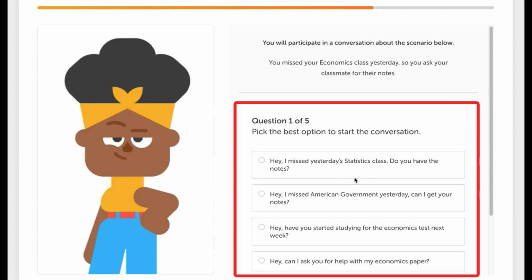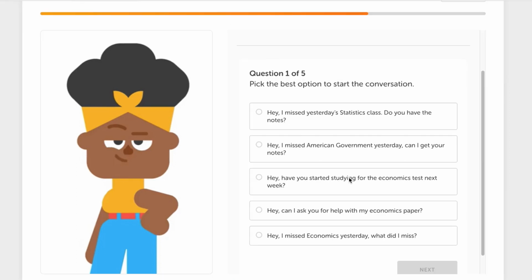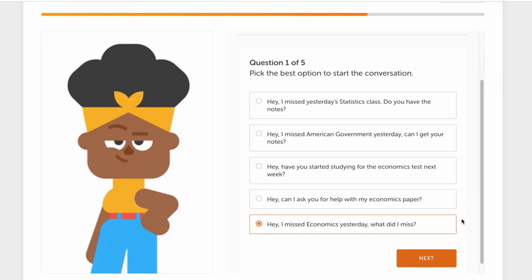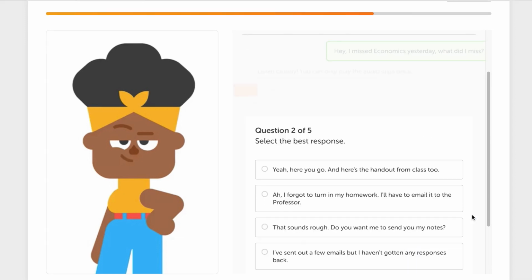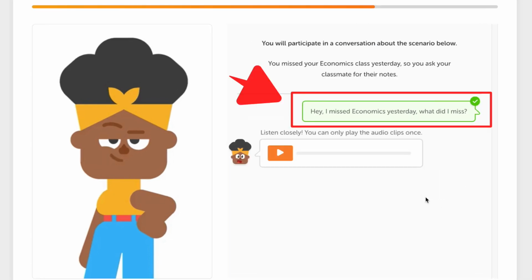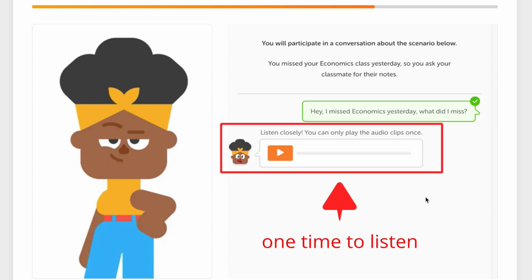to do your test. In the first question, we need to pick the best option to start the conversation. For example, we choose, "Hey, I missed economics yesterday. What did I miss?" And then click next. Yes, it's green, which is correct. After that, it leads us to the first audio.